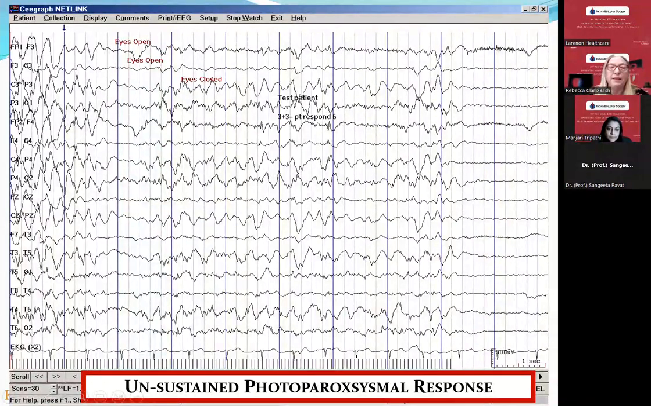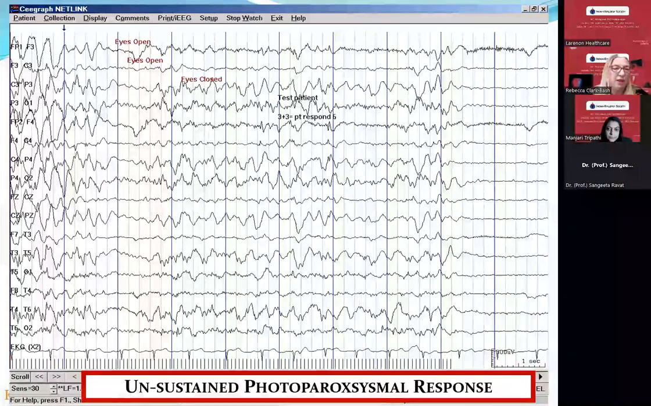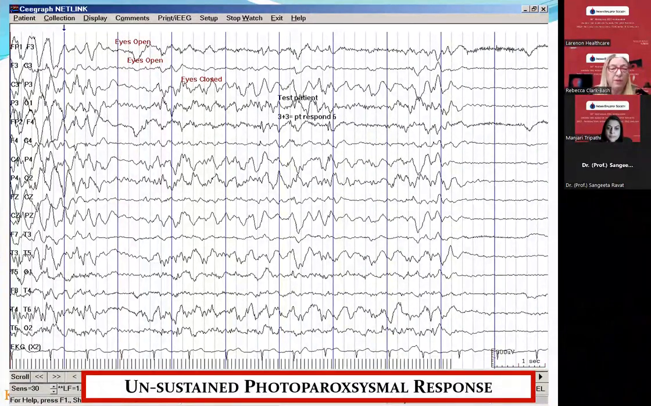So as I'm looking in the very first second, way back here to the left, I have a gross increase in amplitude. Is it sharp? There's a little sharpness in it, but a sudden onset of high amplitude slowing, like we see here with sharp component, that is photoparoxysmal response.